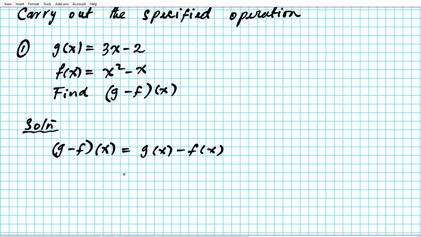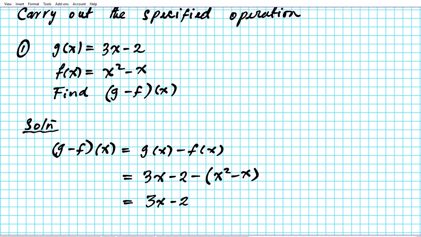G of x is 3x minus 2, and then we're subtracting x squared minus x. Now, notice I placed f of x in the parentheses. That is extremely important. Parentheses help you avoid making errors associated with distributing the negative sign. So notice what happens when I proceed to simplify. I'll have 3x minus 2.